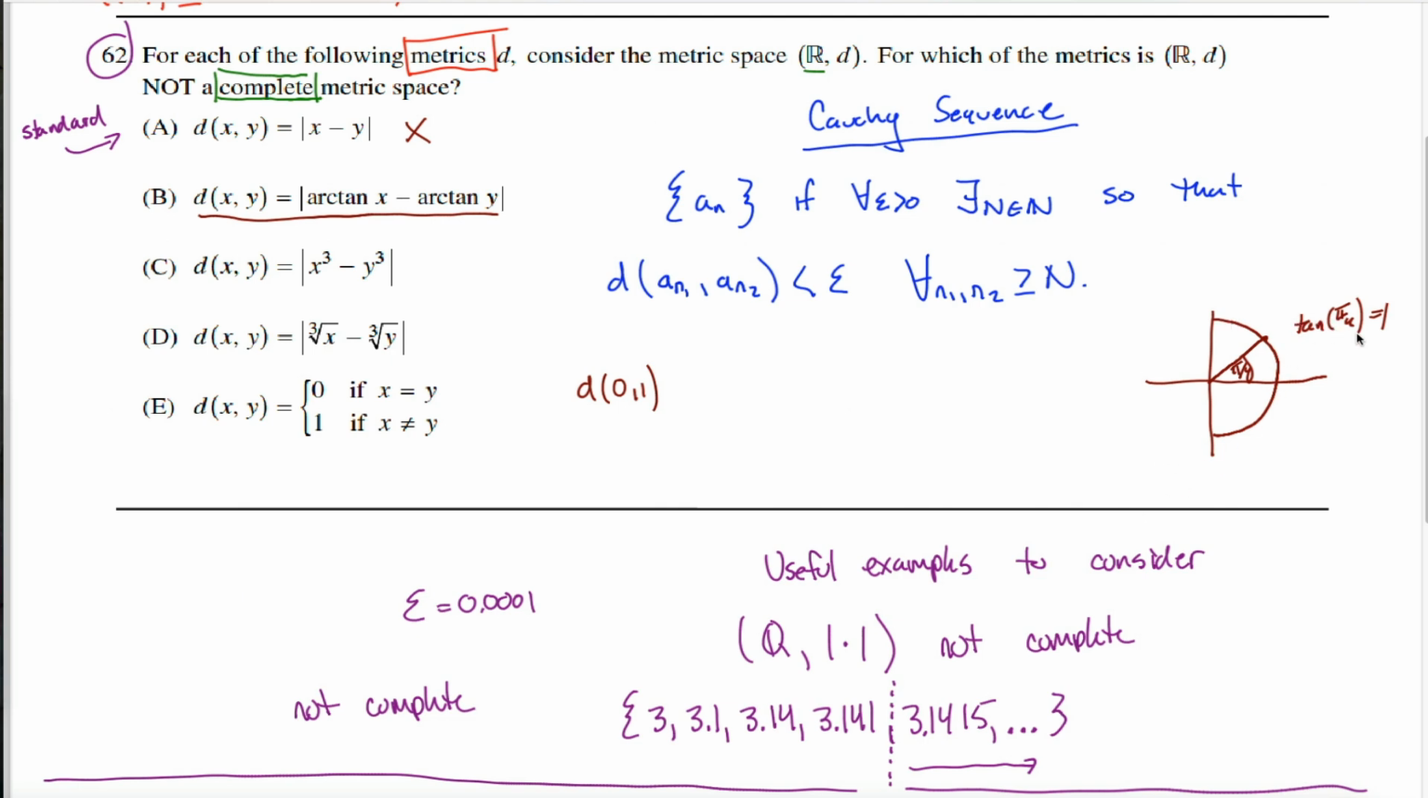So since the tangent of pi over 4 is equal to 1, the arctangent of 1 is equal to pi over 4. Similarly, because the tangent of a 0 angle is equal to 0, the arctangent of 0 is equal to 0. Therefore, the distance between 0 and 1 would be the absolute value of 0 minus pi over 4. In other words, pi over 4. How far apart are 0 and 1? They're pi over 4 apart.